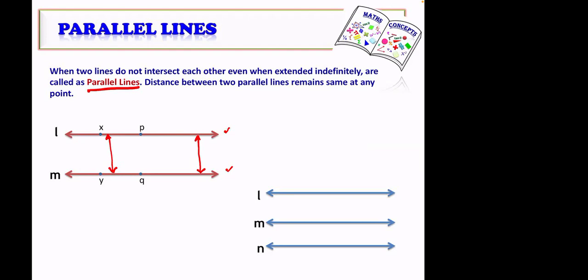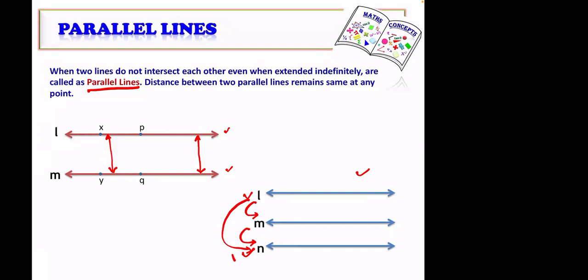And it is not just that two lines can be parallel. More than two lines can also be parallel. Here you can see in this figure, three lines are parallel to each other. L is parallel to M, M is parallel to N, which means L is also parallel to N. If this one is parallel to this one, and this one is parallel to this, it means this is also parallel to this.